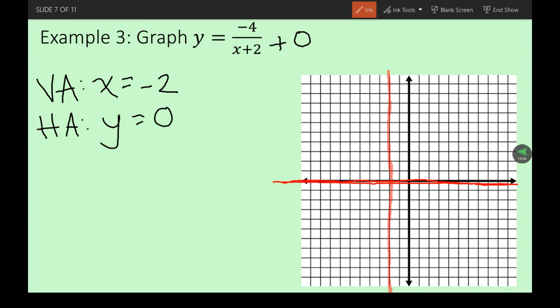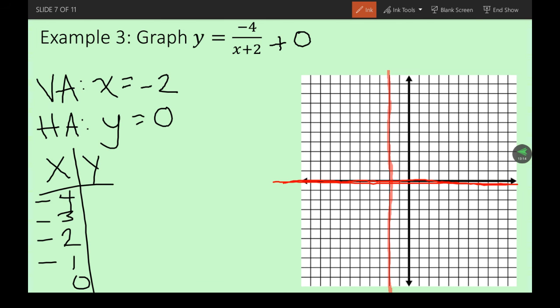All right, so here we have vertical asymptote at negative 2, horizontal asymptote at 0. So I drew those. Now I just need to make a little xy chart. And who can tell me what's the middle number to plug in for x? That'd be right on our vertical asymptote, negative 2. Pick some numbers right around that, and go to town. So if I just plug and chug, if I plug in negative 4, I end up with 2 plus 0 is 2.